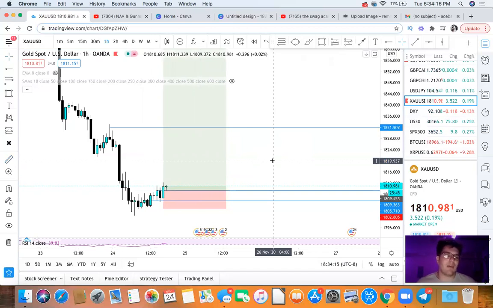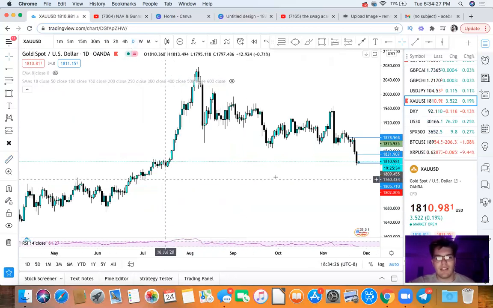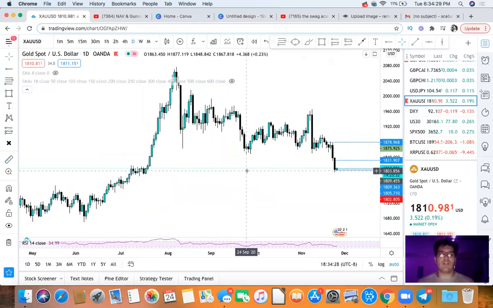Sniper entry. So the reason why we got in, and we go to the daily time frame, I'll break this down step by step so that you guys know the exact way I trade, right? So let's get started. Here on the daily time frame, what do you see?